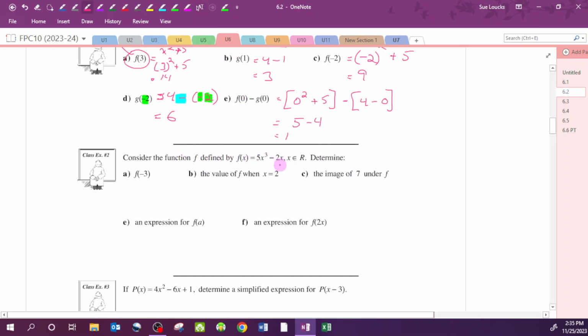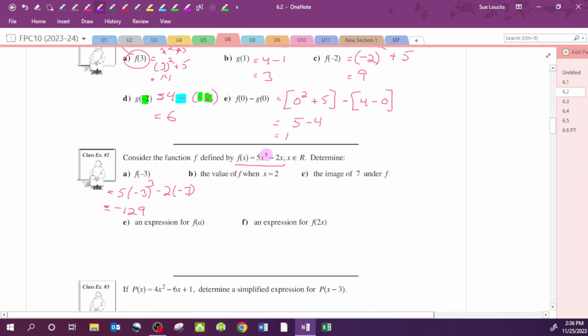So this time I've got a new function called f, and you take your x and you cube it and you multiply it by 5, and then you subtract 2 times x. And x can be any real number. So f of -3 is going to be 5 times -3 cubed minus 2 times -3. If I put that in my calculator, I get -129. So just make sure that you're getting that with your calculator, okay?